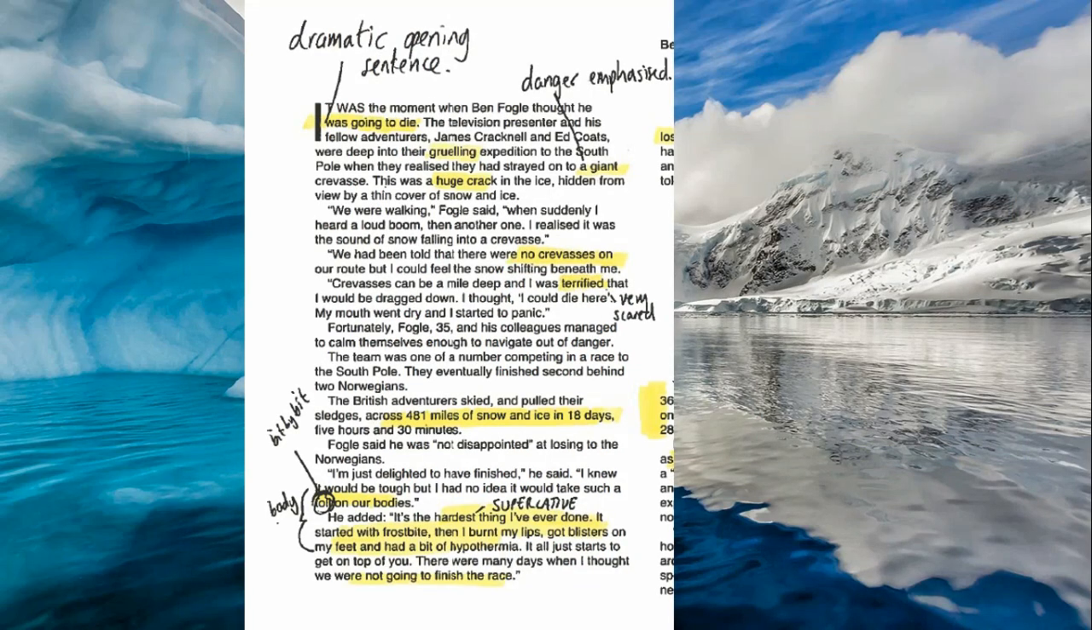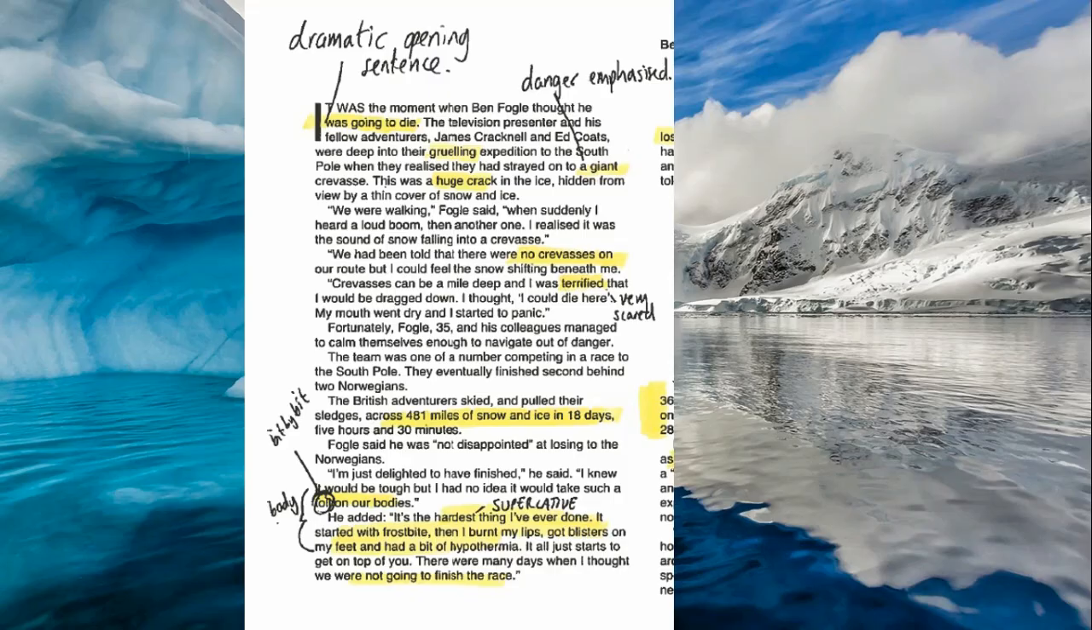So these are my annotations. So we've talked about the dramatic opening sentence. So it's not just called an expedition, it's an adjective. Grueling makes it sound tough and hard. There isn't just a crevasse, it's a giant crevasse. So again, that emphasises the danger by saying, what connotations do we have with giant? Something is enormous. Then he doesn't just say he was anxious. Ben Fogle was terrified, shows he's very scared.